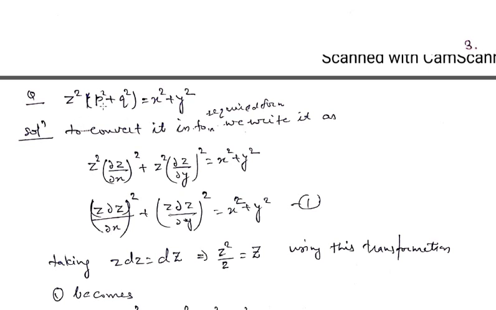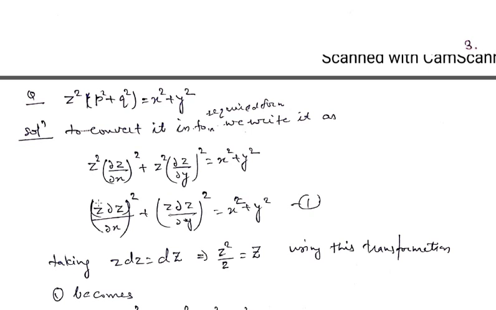So very first we will write p as del z upon del x and q as del z upon del y. So we get this equation in this form. Now we will rewrite the term z square (del z upon del x) whole square as (z del z upon del x) whole square, and the second term, z square (del z upon del y) whole square, we will write as (z del z upon del y) whole square, equals x square plus y square.